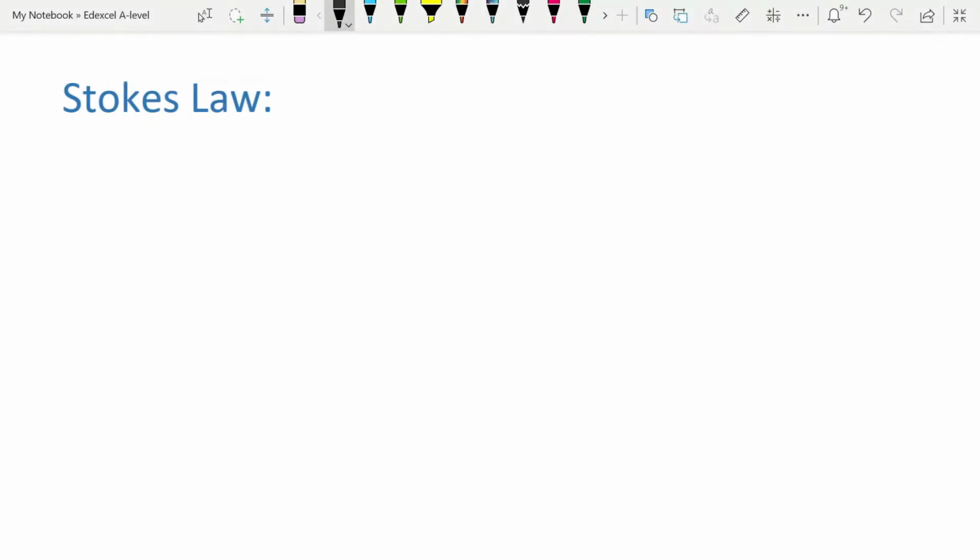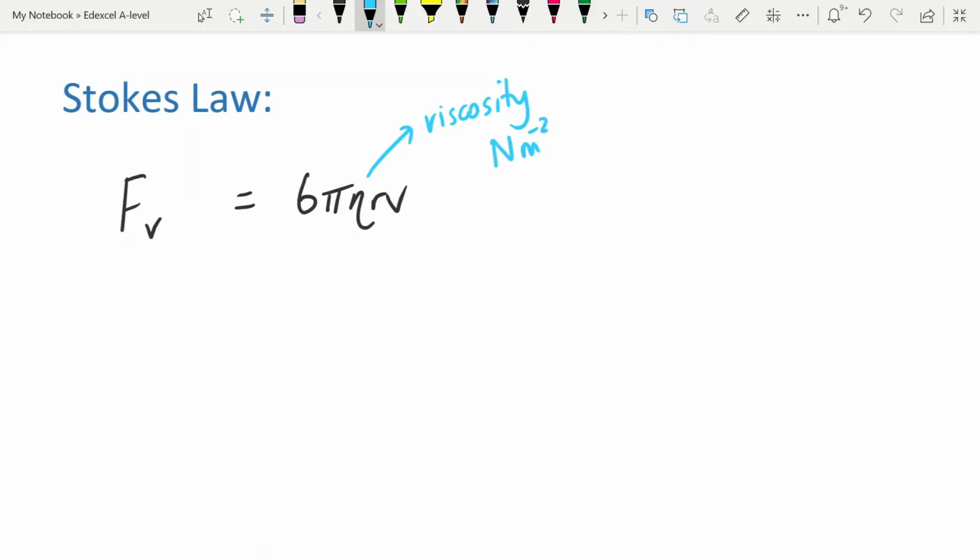Which brings us along to Stokes' law. So Stokes' law is a law that allows us to calculate how much viscous drag there is for these various properties. And so again, using F with a subscript of V to represent the viscous drag, Stokes' law says that viscous drag is 6 pi eta r v. These are our factors. Eta here represents the viscosity of the fluid. And that is given in units of newton per meter squared second, or more usually pascal seconds.